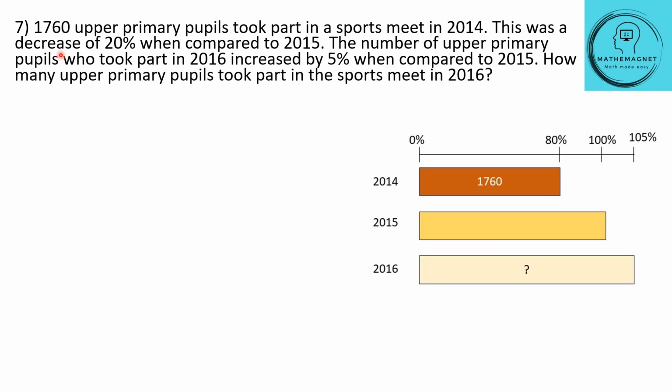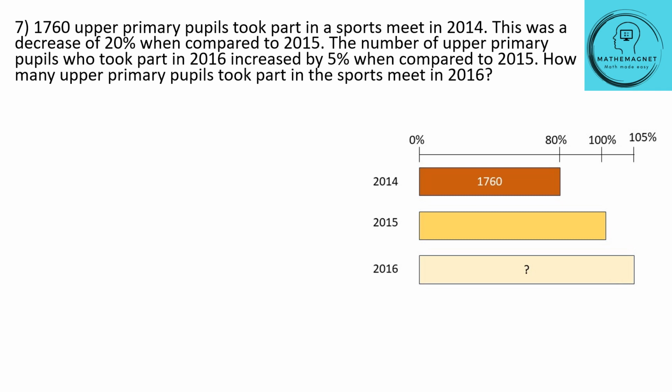Now they are saying in 2014 the number of people who participated was 1,760 and this was 20% less compared to 2015. So basically there's a percentage decrease of 20%. So which means 100 minus 20% becomes 80%. So only 80% of people participated in 2014. So that becomes 1760. Now for 2016, we are saying there was an increase by 5% compared to 2015. So that becomes 105% people participated in 2016.